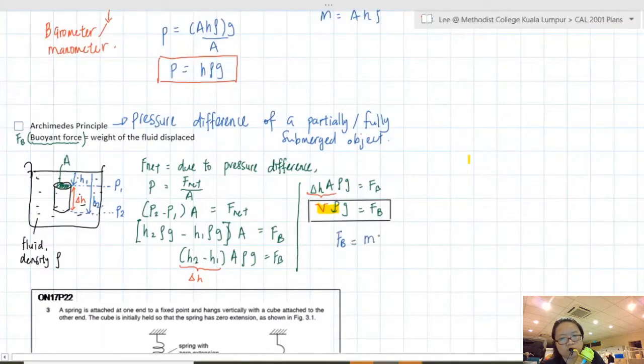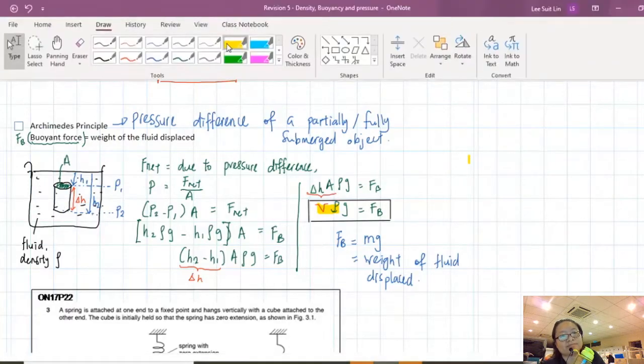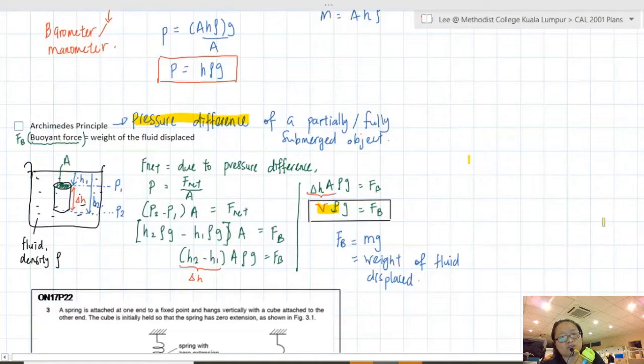So do not confuse this with Archimedes principle. Archimedes principle is the blue color statement. Buoyant force is the weight of the fluid displaced by an object, okay? But it's due to the pressure difference.